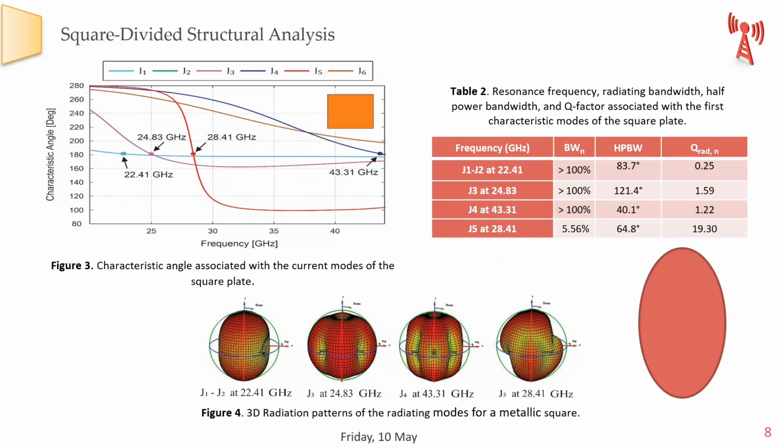And based on the information provided by the characteristic angle curves and table 2, the radiating bandwidth of the modes G1, G2, G3, and G4 of the square plates would be considered infinite. The radiation pattern in figure 4 of each radiating mode associated with the square plate is plotted at the resonance frequency of these modes and normalized to its maximum value.